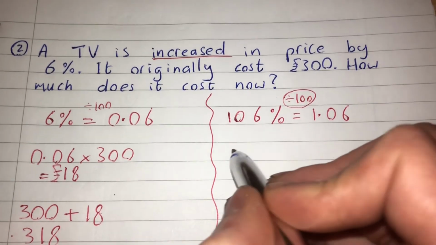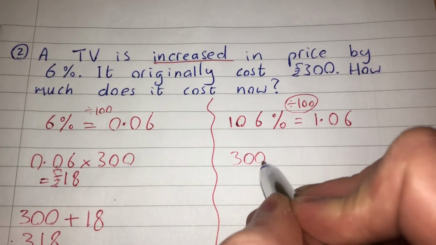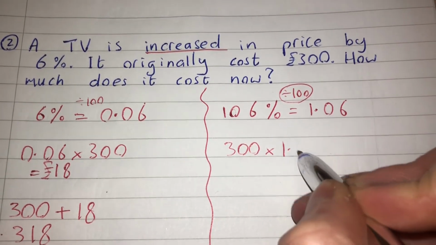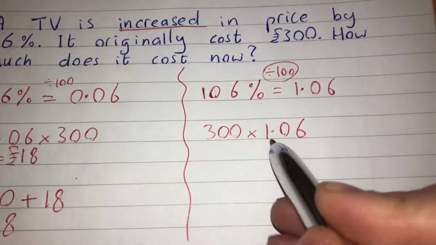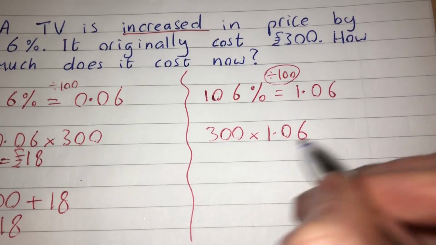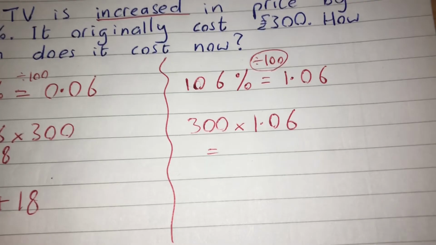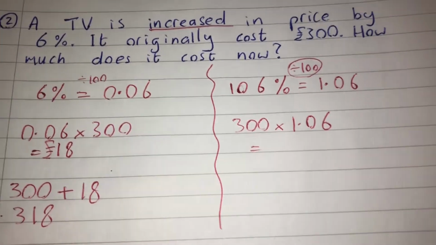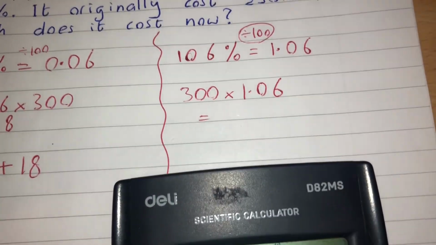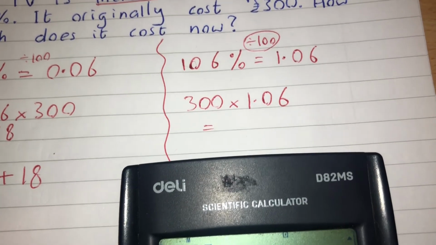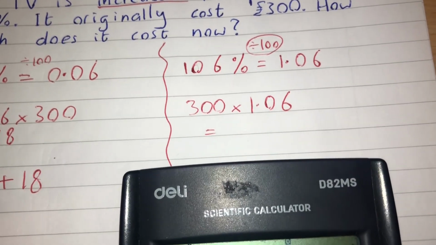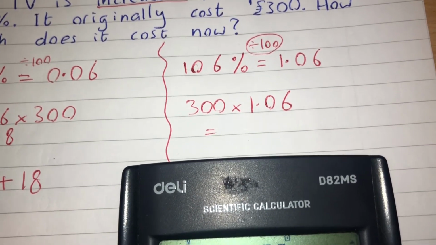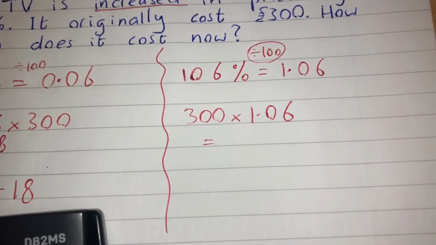And actually just taking the original amount and multiplying it by our decimal multiplier, that includes the 100% plus the 6% increase, will give us the answer straight away. So I should get £318 from this. Okay, so 300 times 1.06 is 318.